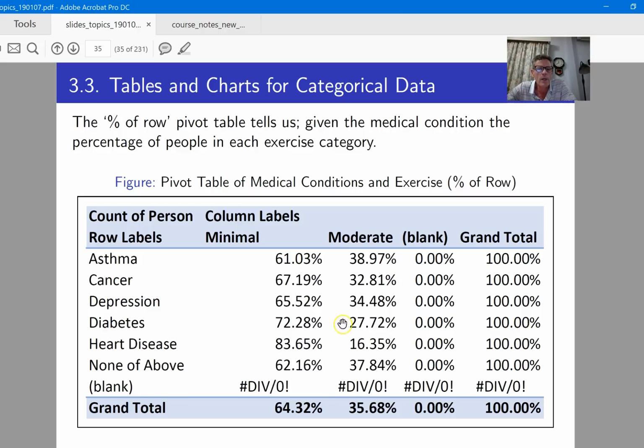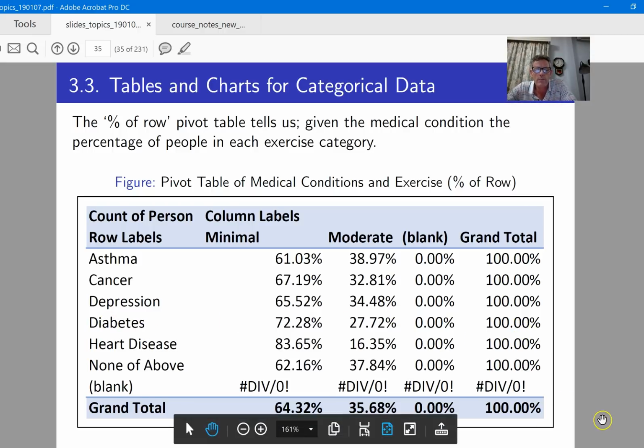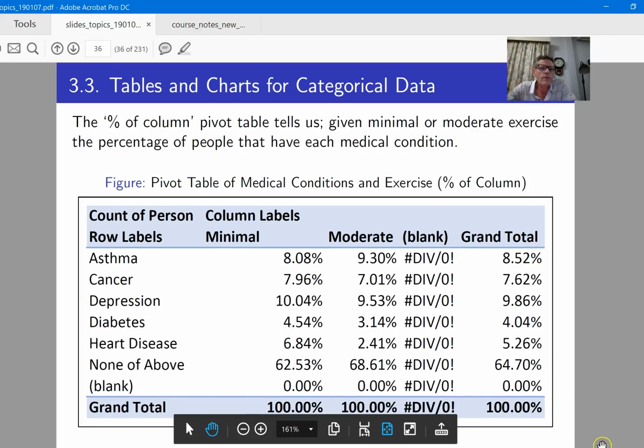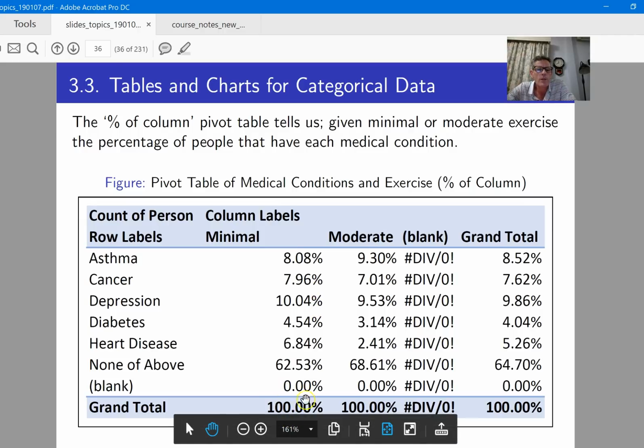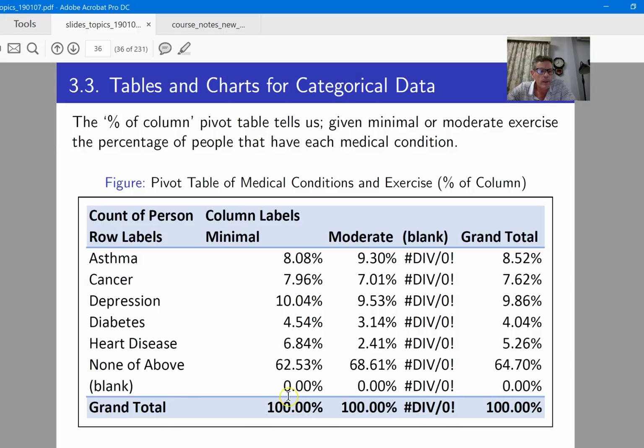Okay, so you're thinking about, given this, what's the chances of people exercising or not exercising? We could, if we wanted to, have done the table this way. And this is what's referred to as percentage of column. Same information, but now instead of the rows adding up to 100%, the columns add up to 100%. So, of all the people that engage in minimal exercise, you can see here that 62% of them don't have any of the illnesses, 10% have depression, 8% have asthma as their primary illness, and so on.